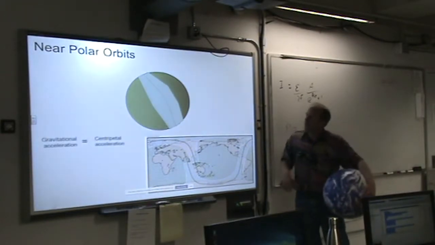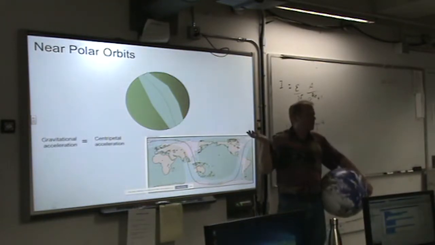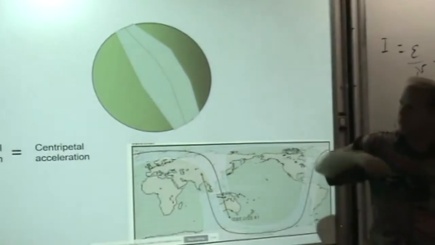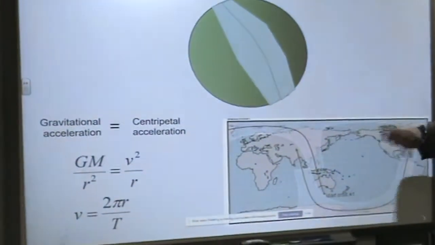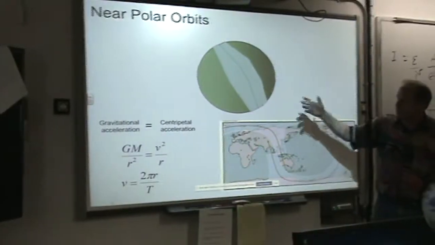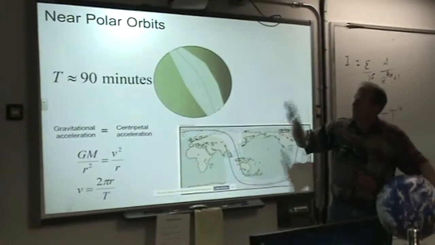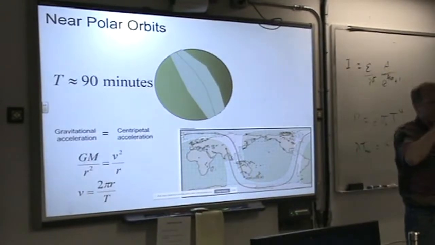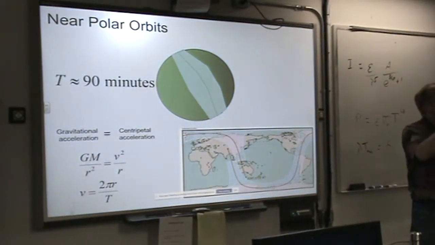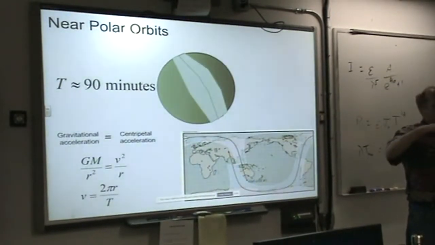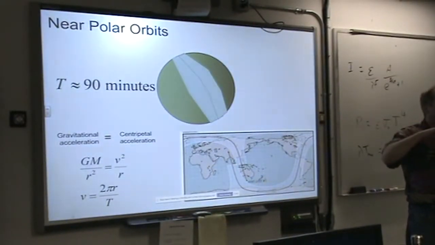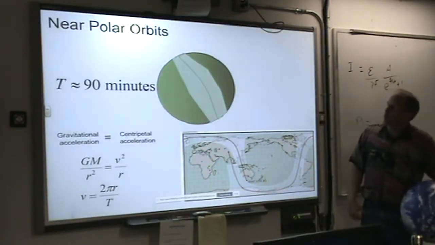But if we're going to calculate this, you've done physics, supposedly. Gravitational acceleration has to equal the centripetal. So you can go ahead and do your calculation, get your speed, get your time from that, and you end up with about 90 minutes. Turned out if you're right at the Earth's surface, it's 84 minutes. And of course, what happens to the timing as you get further away? It gets more, okay? So it's going to be increasing. So that's the near polar orbit.